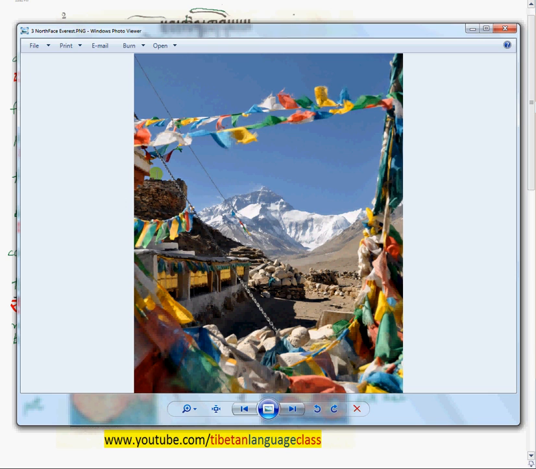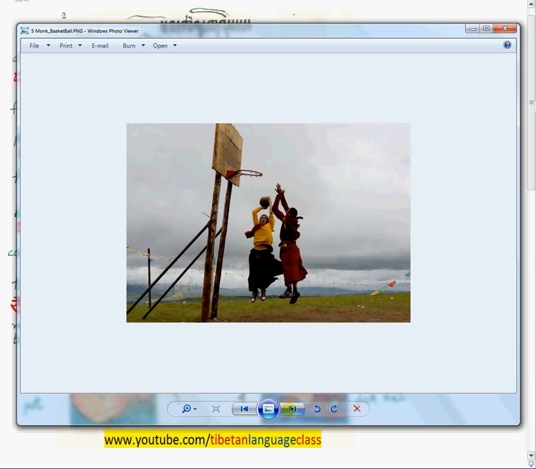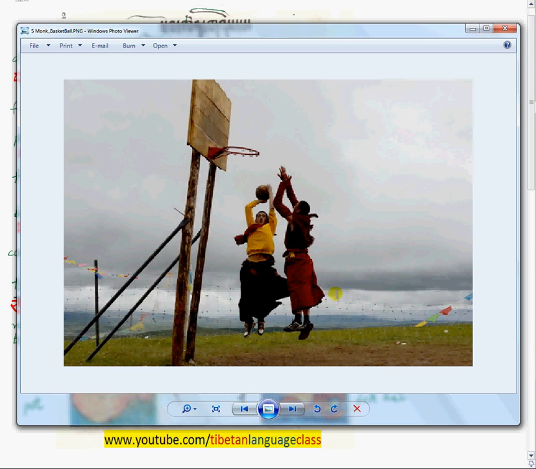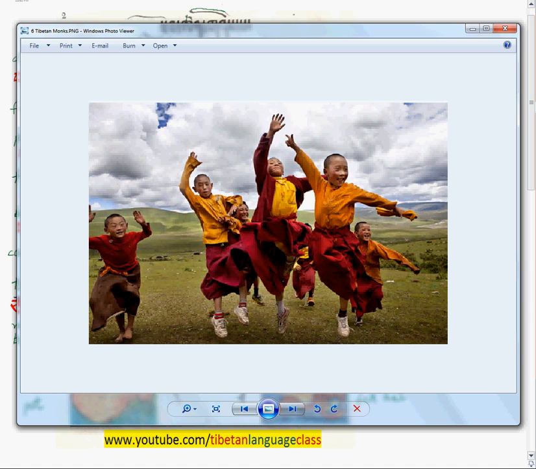And again, some more pictures of prayer flags, and all these prayer flags also have sacred Tibetan Buddhist mantras, and that's the famous Mount Everest. And then here, a couple of young Buddhist monks playing basketball. Looks like he's gonna score. Maybe not. Looks like he's gonna block. And then some more happy-go-lucky young monks having fun and jumping in the air.